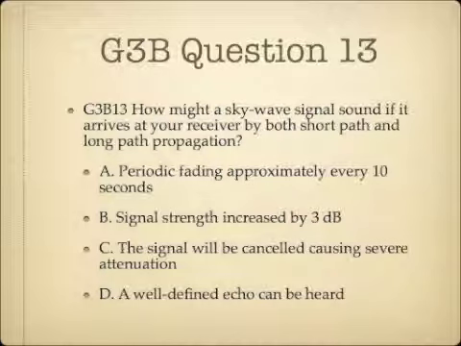Question 13. How might a skywave signal sound if it arrives at your receiver by both short path and long path propagation? A. Periodic fading approximately every 10 seconds. B. Signal strength increased by 3 decibels. C. The signal will be canceled, causing severe attenuation. Or D. A well-defined echo can be heard.